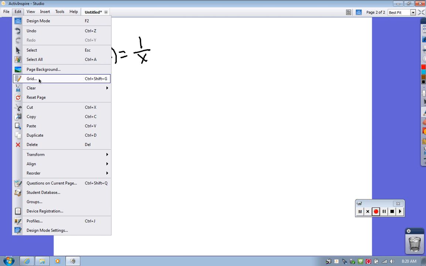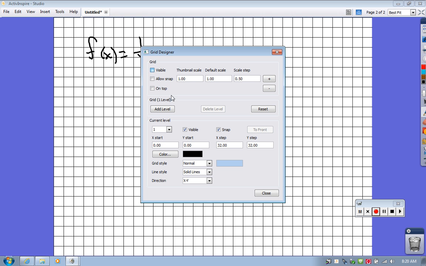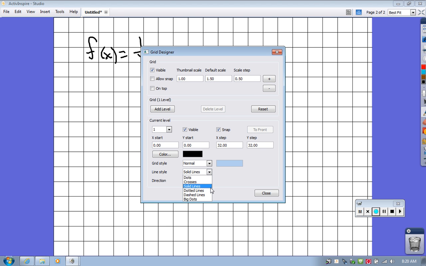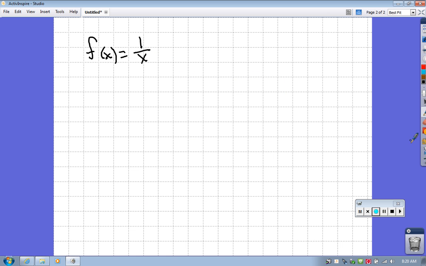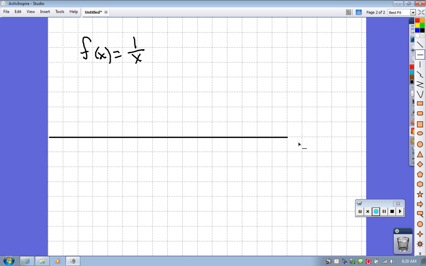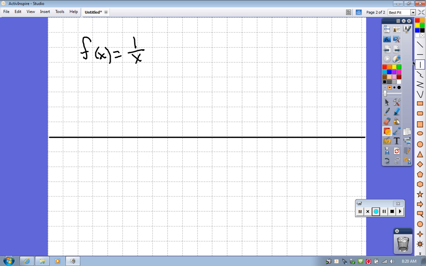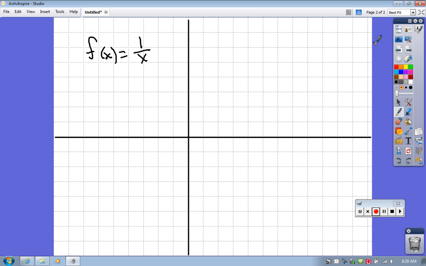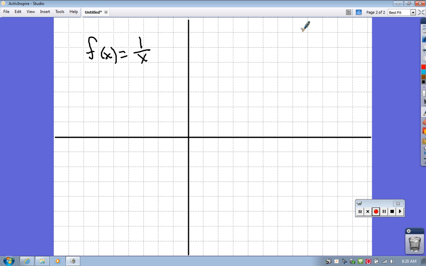So let me throw in some grid paper here. Since I am going to graph it, I'm going to put some axes in here. I'm going to need my x-axis. I'm going to need my y-axis. Great. And remember, I had these big ideas, and one of them is I cannot divide by 0.